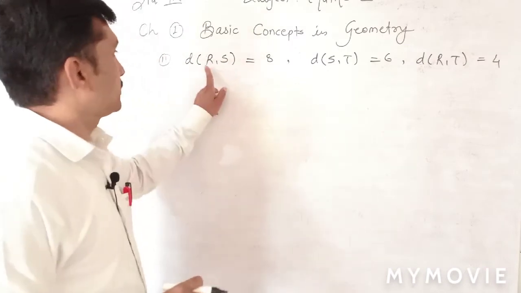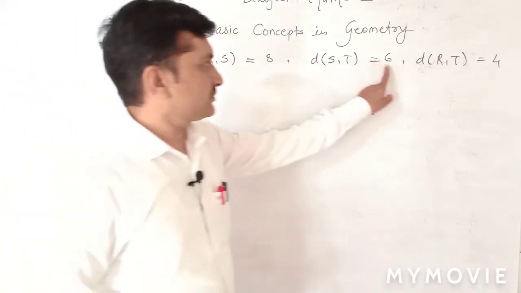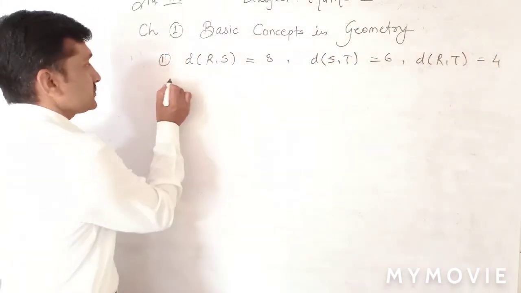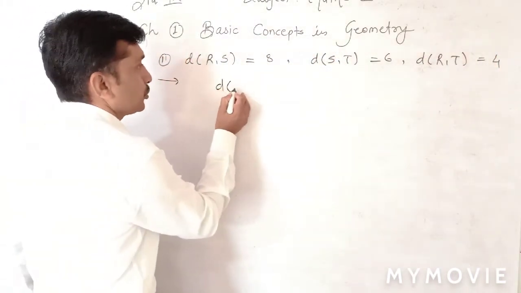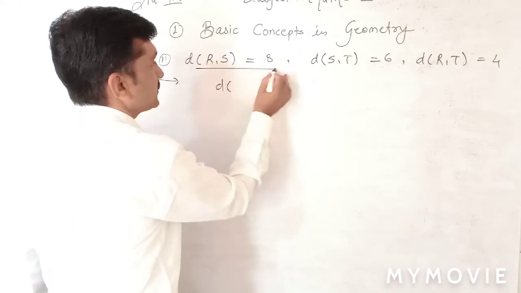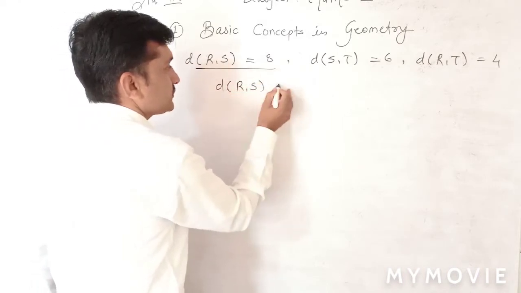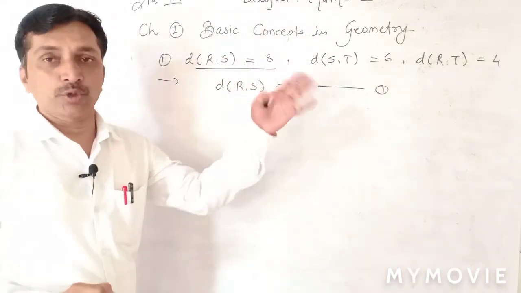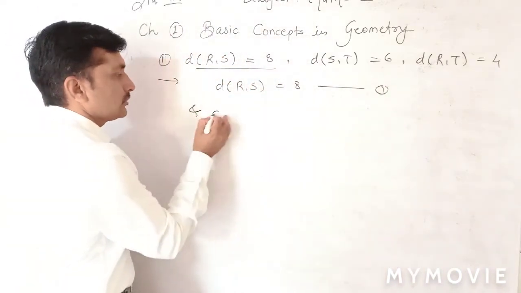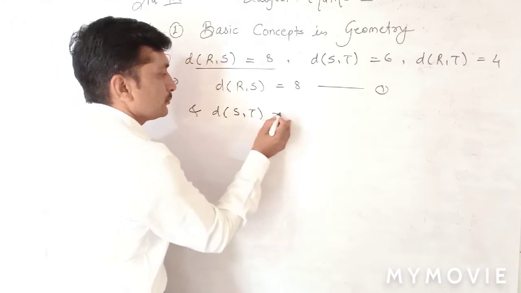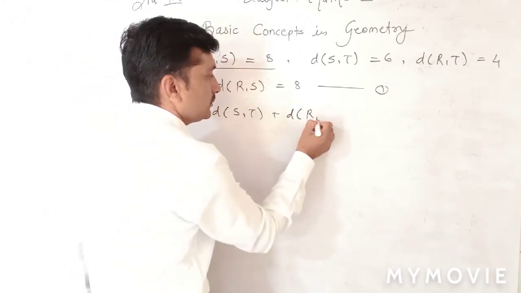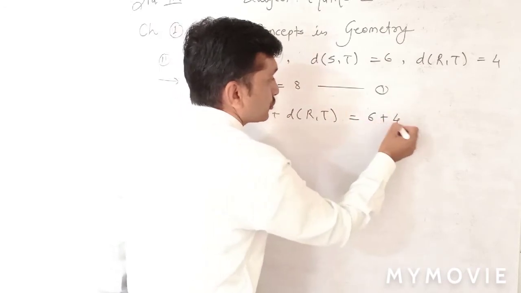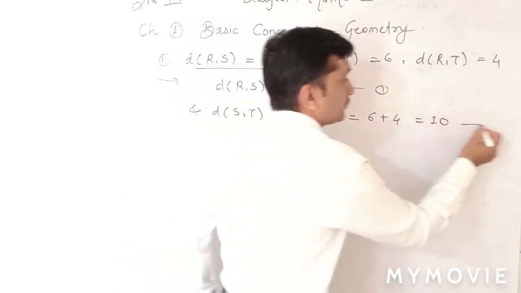Number 2. Distance RS is 8, distance ST is 6, distance RT is 4. From these three distances, first take the largest. What is largest? 8. Distance RS is equal to 8. Give number 1. Now the addition of the remaining 2: distance ST plus distance RT is equal to ST 6 plus RT 4, the addition is 10, number 2.